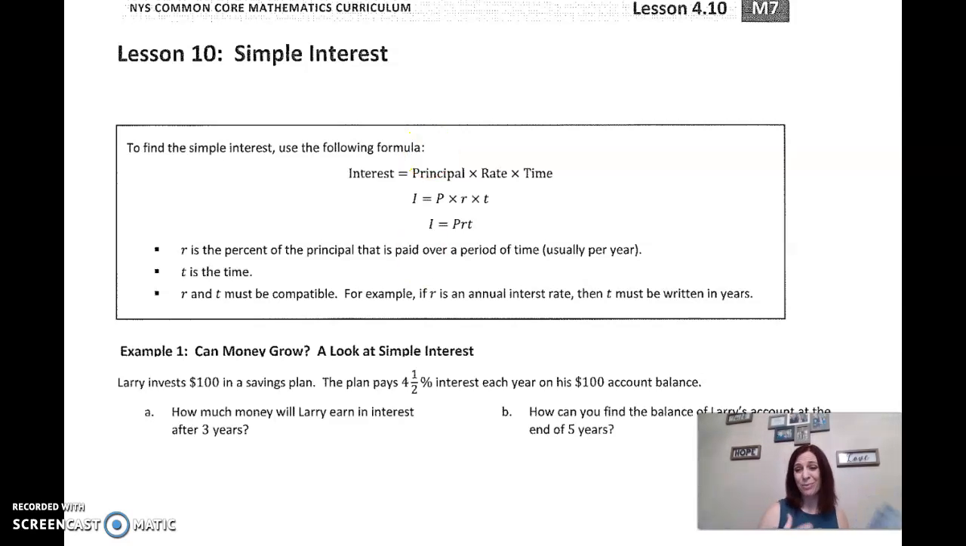Module 4, remember, is on percents. And so we're going to deal with another type of percent here. We're going to deal with interest. We're going to deal with percents in money. Another way we deal with percents with money is in terms of simple interest.